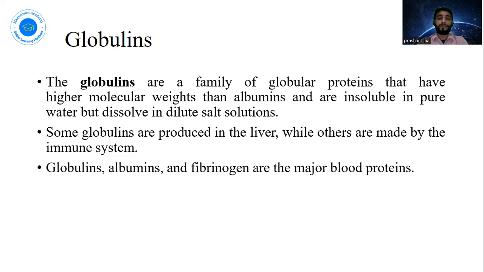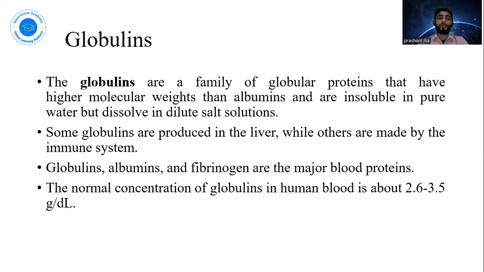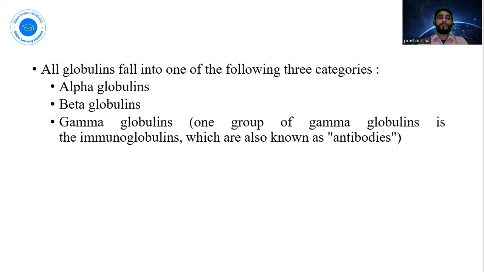Globulins, albumins, and fibrinogen are the major blood proteins. The normal concentration of the globulins in human blood is about 2.6 to 3.5 gram per deciliter. All the globulins fall into one of the following three categories, including the alpha globulins, beta globulins, and gamma globulins.